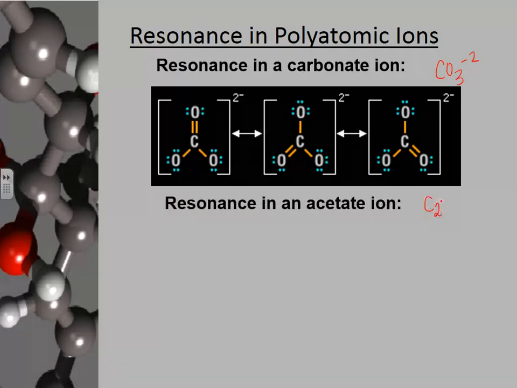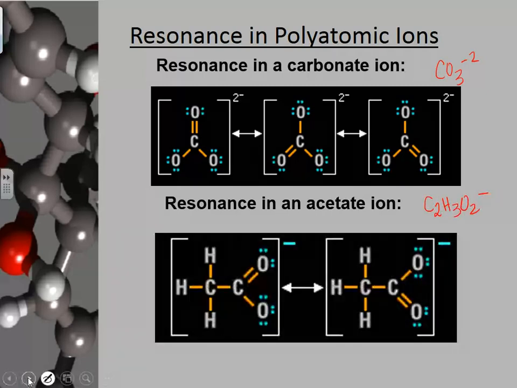Acetate ion. Acetate has 2 valid resonance structures. Notice the resonance is occurring here between your carbon on the end and the oxygens.